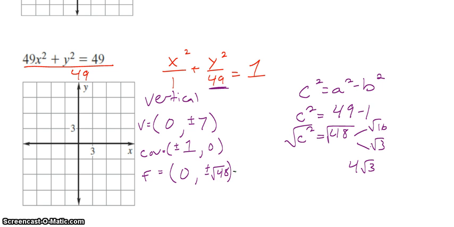So if we're going to be graphing, this graph is going by 3's, so here's about where 7 would be. And then 1. And we have our ellipse.